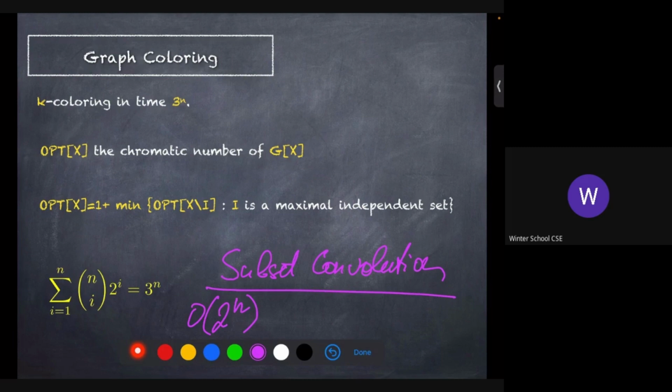So this is what you keep for your DP table, all solutions here. For every set X of size I, you keep opt of X. So in total, you keep n to the I. And to update every one of these table entries, you have to spend time also 2 to the I. You go through all subsets.